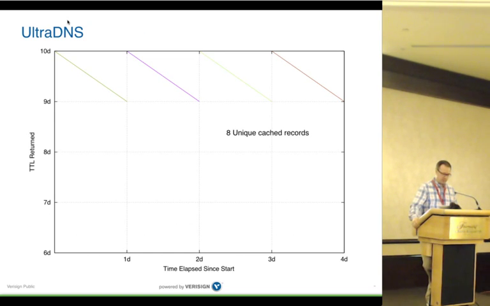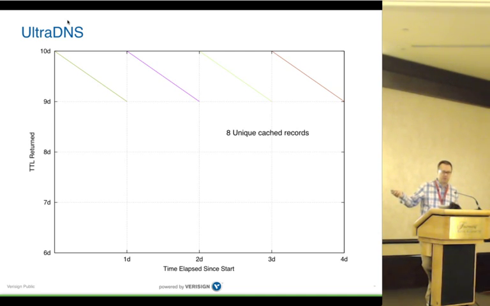So this is what the results looked like when we queried the UltraDNS open recursive name server. On the y-axis, it goes from 6 days at the bottom to 10 days at the top. When our experiment starts, records are returned from this resolver with a 10-day TTL, and then it decrements over time. And then at this point, we stop getting that cached record, and presumably that record expires or is ejected from the cache, and we get a new one.